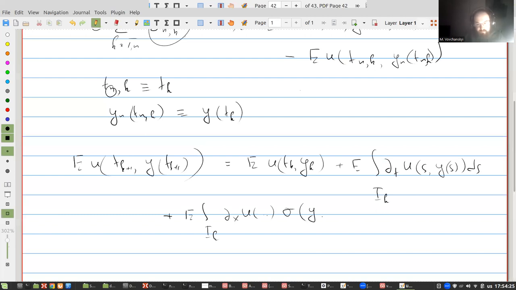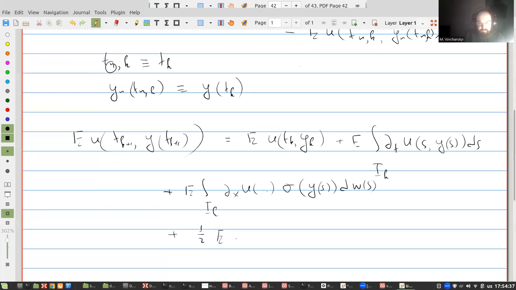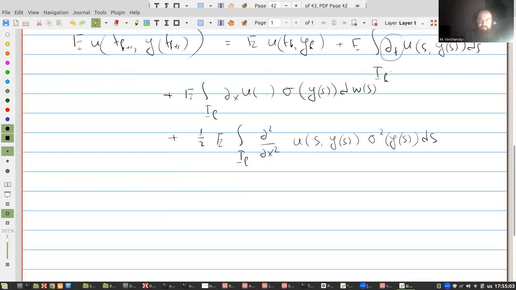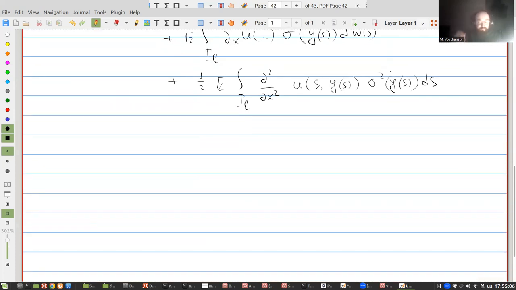And here stands yn, everything is good. DWS, this disappears, plus 1/2 and second derivative. Dx squared u s y s sigma squared y s ds. But now the original idea was that this dt can be replaced by the second derivative in space, the second order spatial differential operator.